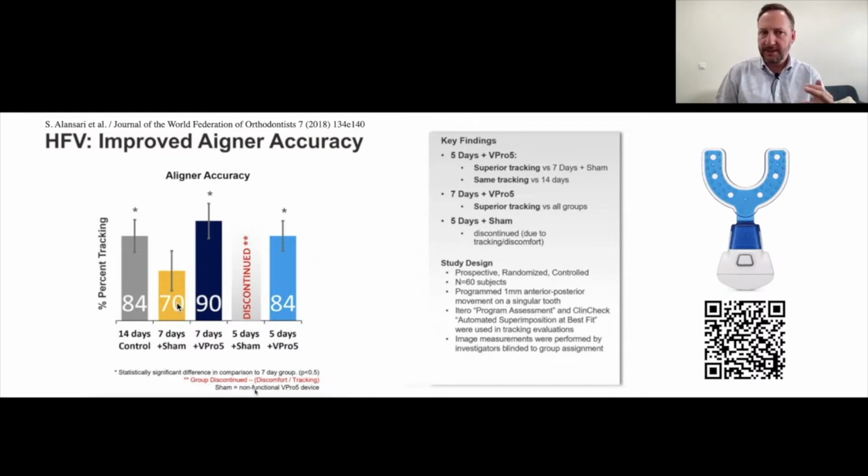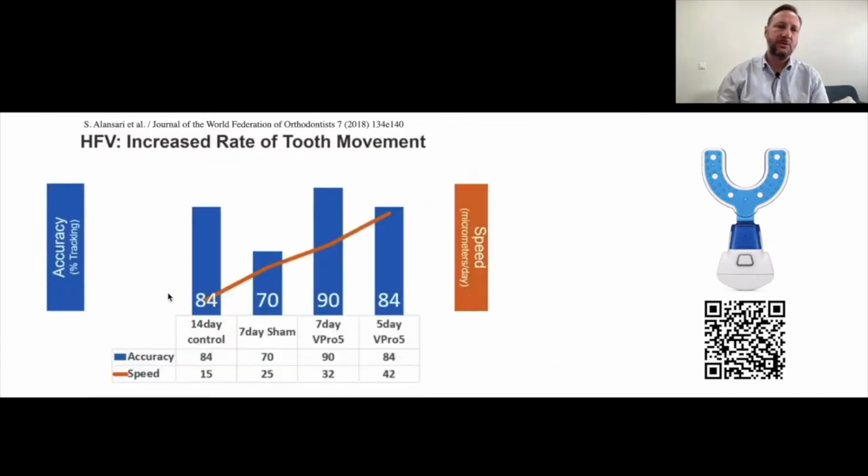It's only 2 days less, but it's still less, but having 84% of predictability, meaning that compared to the 100% that we plan, we're going to achieve 84 according to this study. If we fall out to 70, we're going to leave in 7 days, 2 days more, and we're going to leave a lot of movements to the additional aligners.